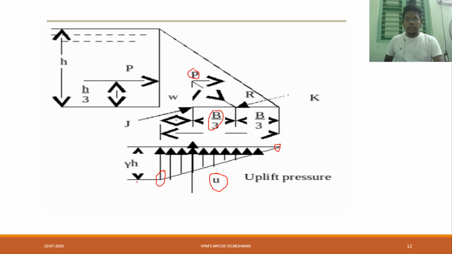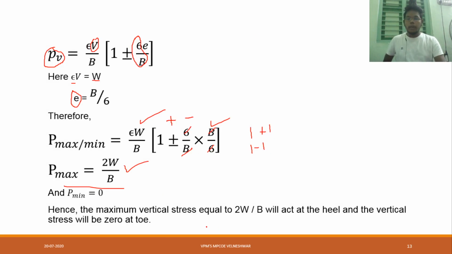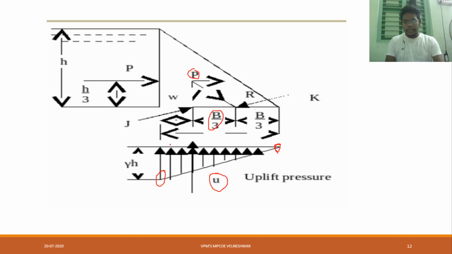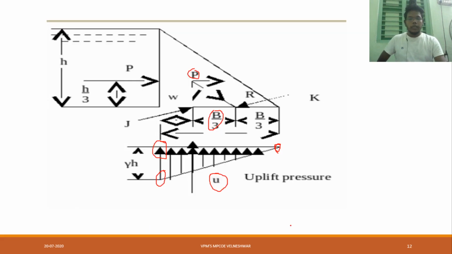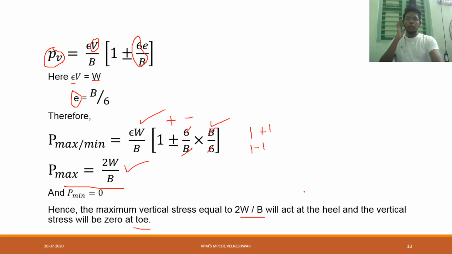Now see here, it is okay or not? At P minimum the value is 0, and at P max the value is some X value. Whenever we are going to design, we will get that value, that is 2W by B. Hence maximum vertical stress is equal to 2W by B. This is our maximum, it won't cross, and it will act at the heel. Exactly at the heel only. And vertical stress will be 0 at the toe, exactly in this location. Now I think P max and P minimum is okay for you, means the proof we can say.